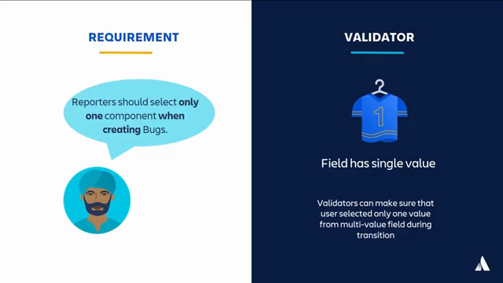Another common requirement is that developers should only select a single version when resolving bugs. Fix version is likewise a multi-value system field, but the user can be forced to select only one value through the use of this validator.